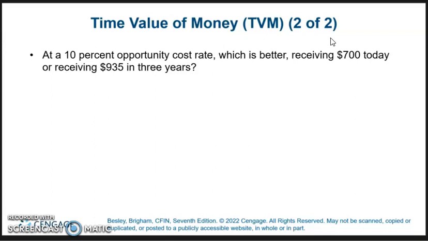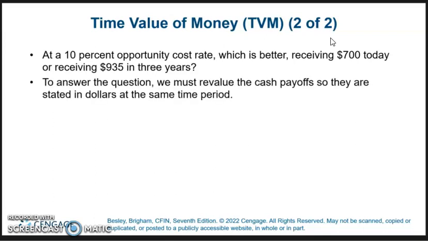at a 10% opportunity cost rate, which is better, receiving $700 today or receiving $935 in 3 years? Well, we'll answer that question as we work through the slides. In order to do that, we're going to have to value those payoffs at the same time. So we either calculate a future value, which we'll do first, or we need to calculate a present value.